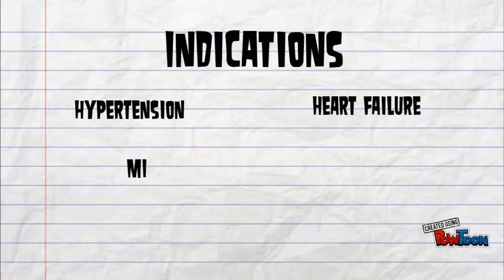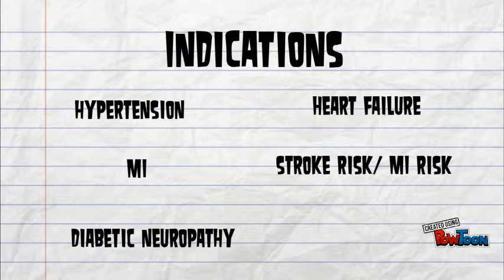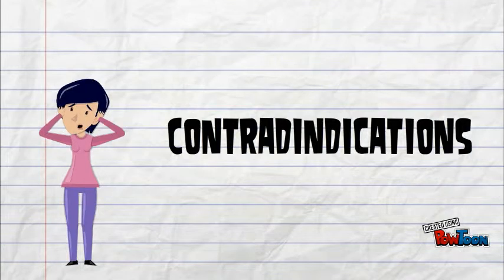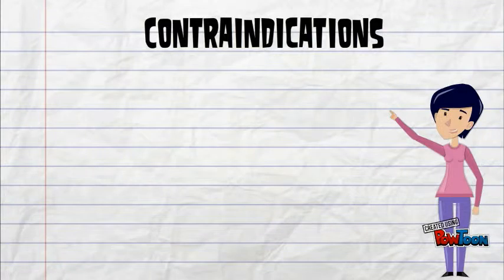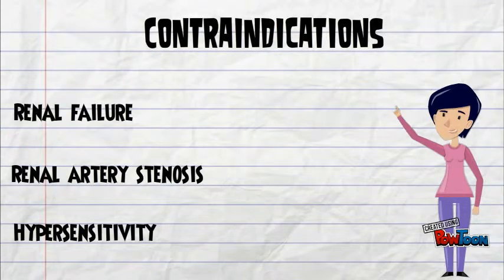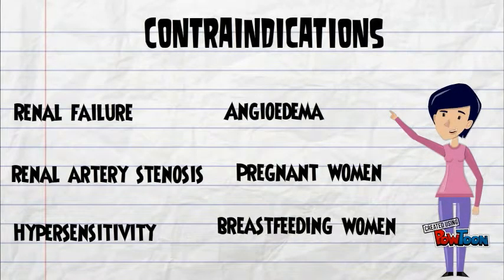Other uses for ACE inhibitors include patients at risk for stroke and myocardial infarction and patients with diabetic neuropathy. Those are the patients that can use ACE inhibitors, but there are also patients that cannot use ACE inhibitors. ACE inhibitors are contraindicated in patients with renal failure, renal artery stenosis, hypersensitivity, angioedema, in pregnant women, or breastfeeding women.